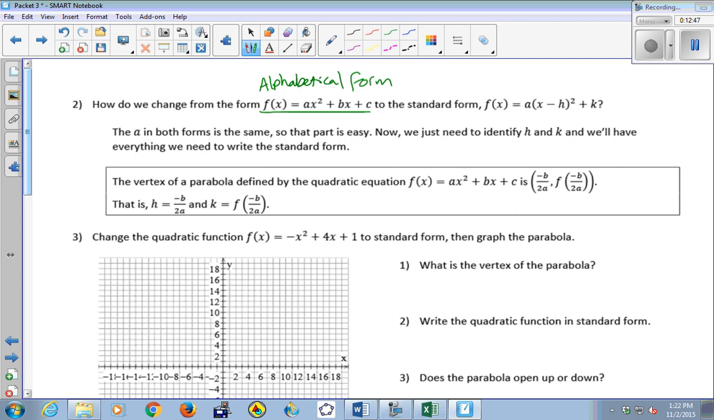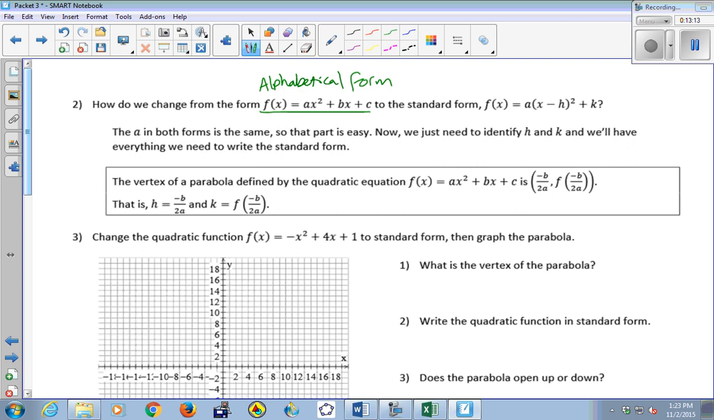Okay. So it turns out that the vertex of a parabola, defined by the quadratic equation ax squared plus bx plus c, its x coordinate is negative b over 2a, and then you take that x coordinate and plug it into f, and that gives you the y coordinate. Okay, so h is negative b over 2a, and k is f of negative b over 2a.